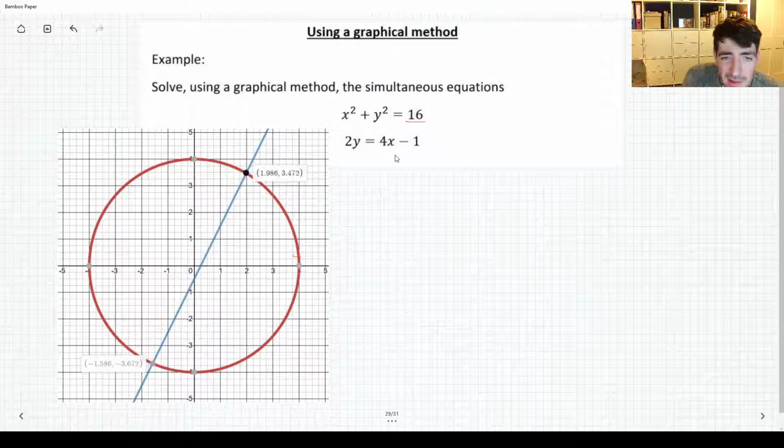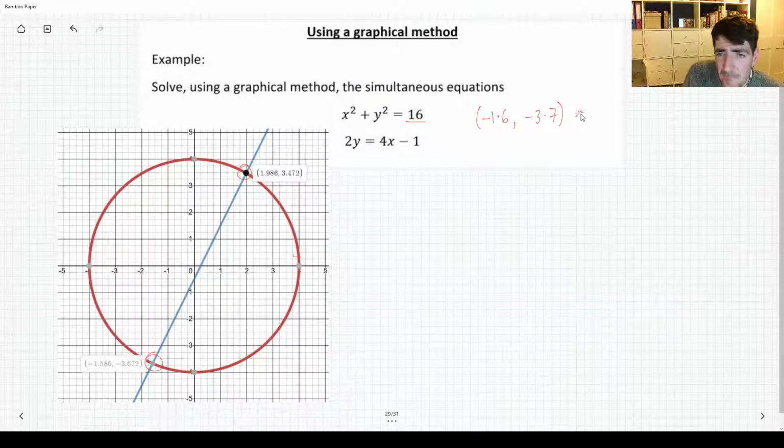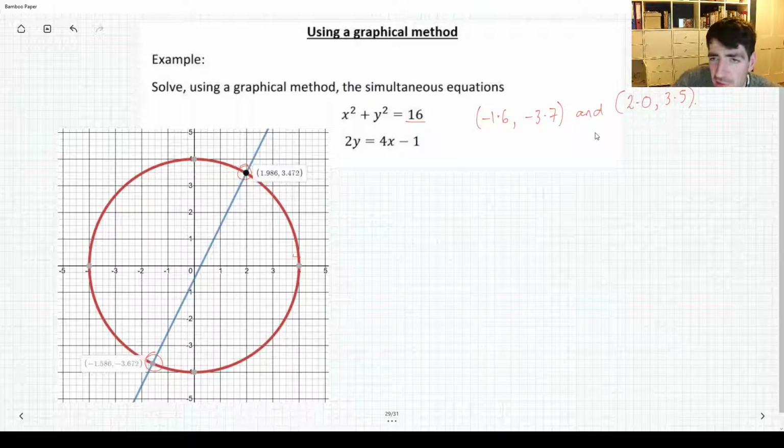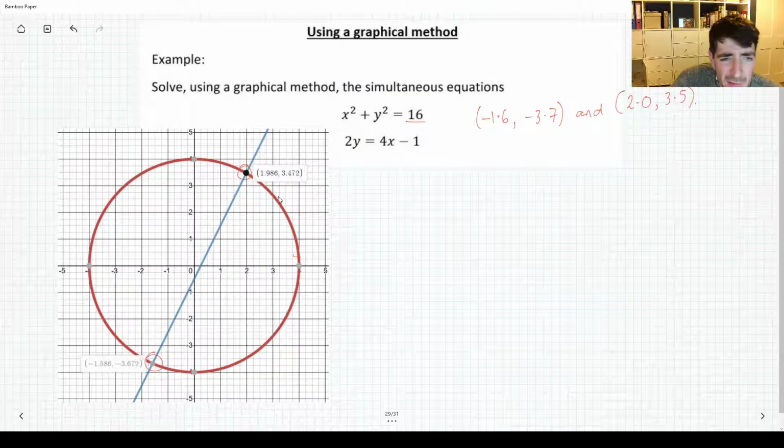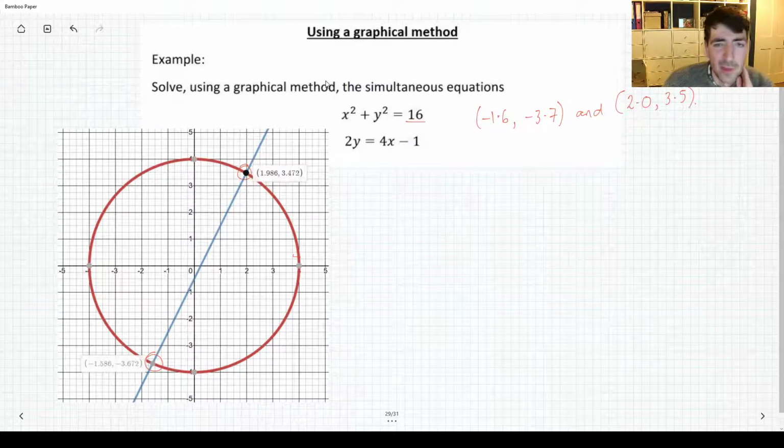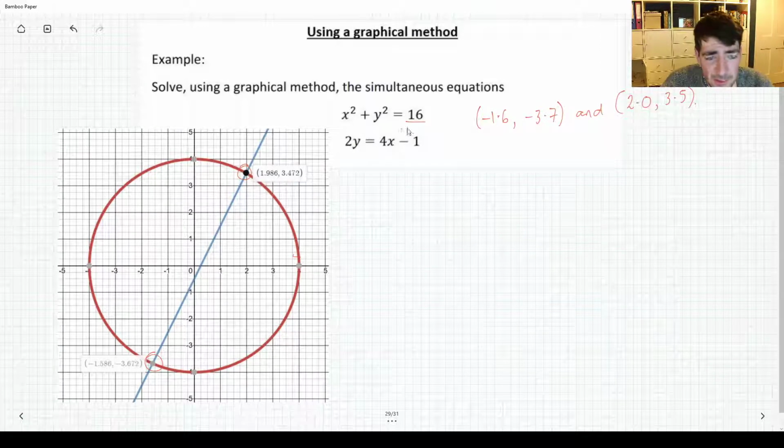So here you can see then the answer to this one, if we give them maybe to two significant figures, is minus 1.6, minus 3.7 is this point, and then this point here is going to be 2.0 and 3.5. So that's my solution. Nice and quick when you do it on Desmos. So the great thing about a graphical method is you can do it with far more complicated equations as well.